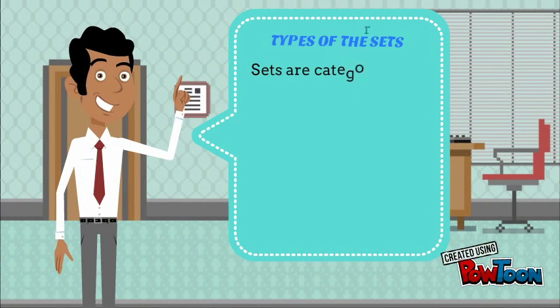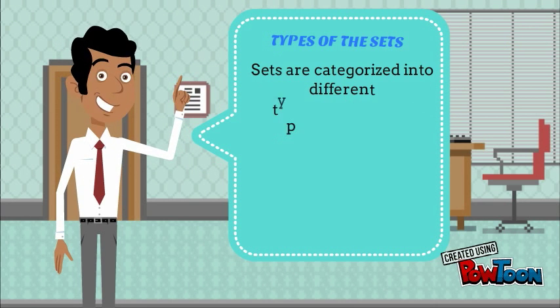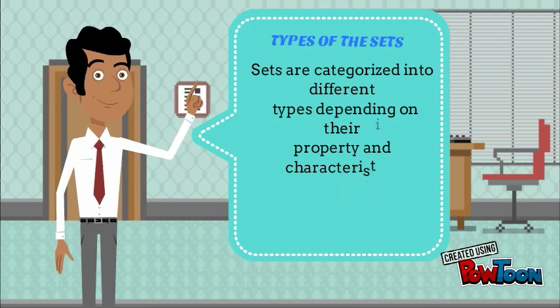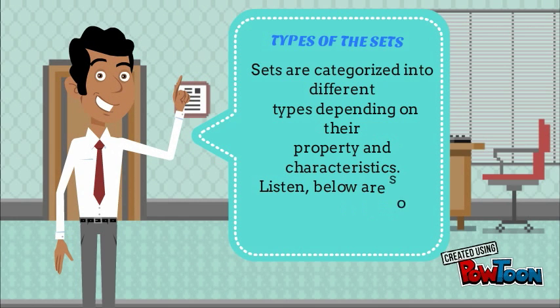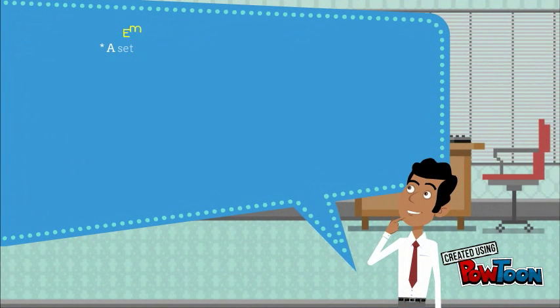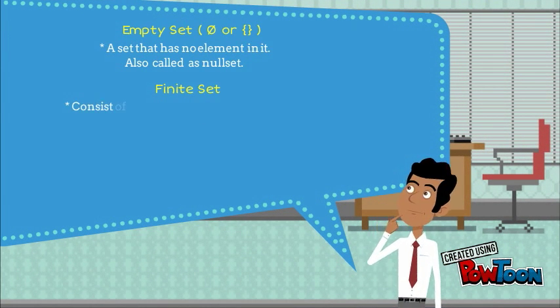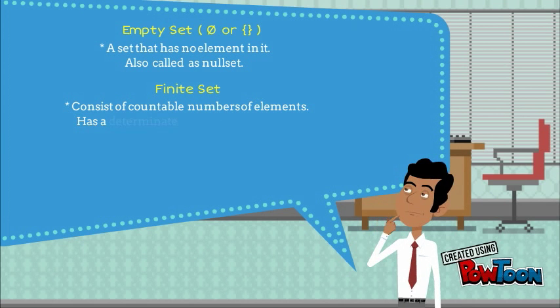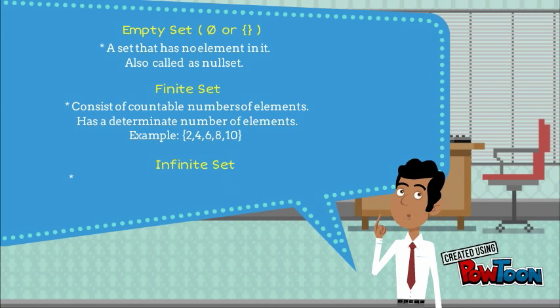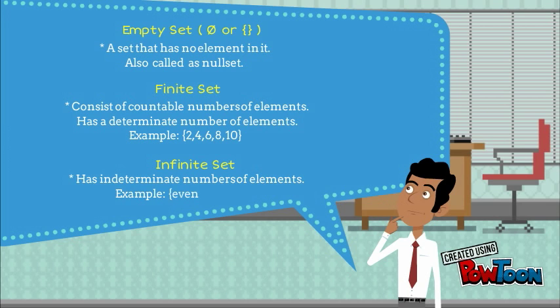Types of the set. Sets are categorized into different types depending on their property and characteristics. These and below are some of the fundamental types of sets. Empty set. A set that has no element in it, also called a null set. Finite sets consist of countable and determinate numbers of elements. Example, 2, 4, 6, 8, 10. Infinite set has indeterminate numbers of elements.